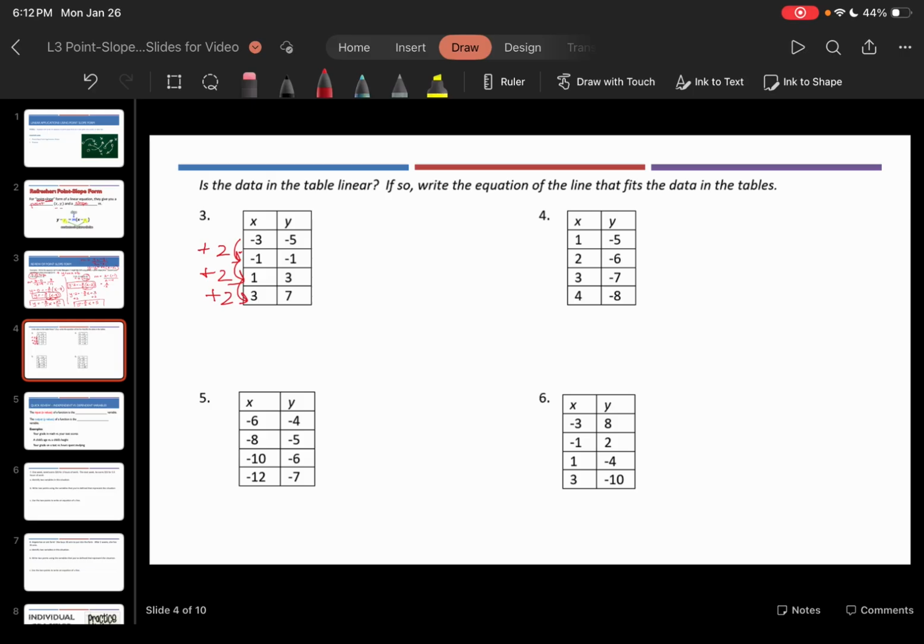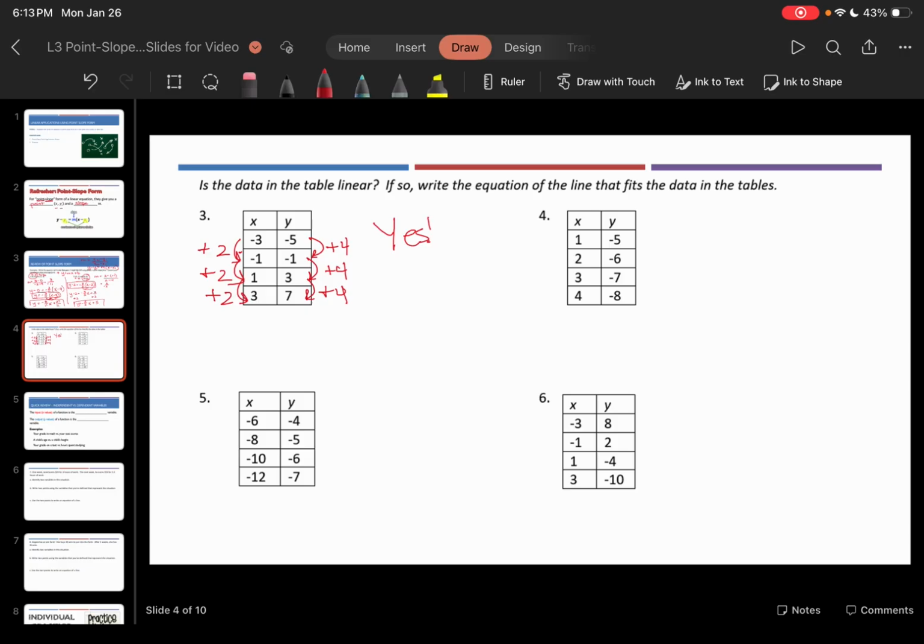I'm really focused on the y's. From negative 5 to positive 1, that's actually increasing by 4. And if I add 4 again, I'm at 3. And then if I add 4 again, I'm at 7. So this tells me, yes, it's linear. So now I need the equation of the line.